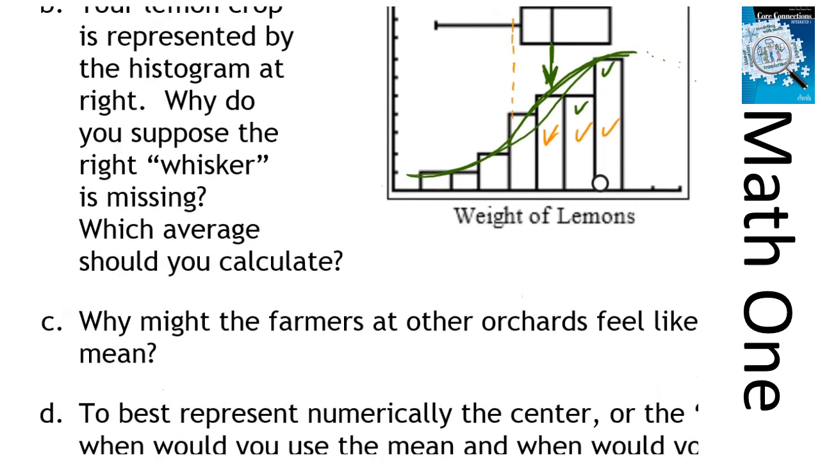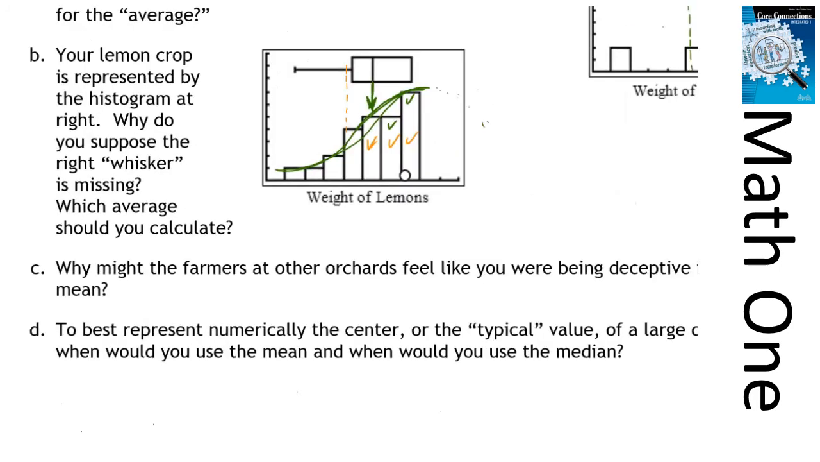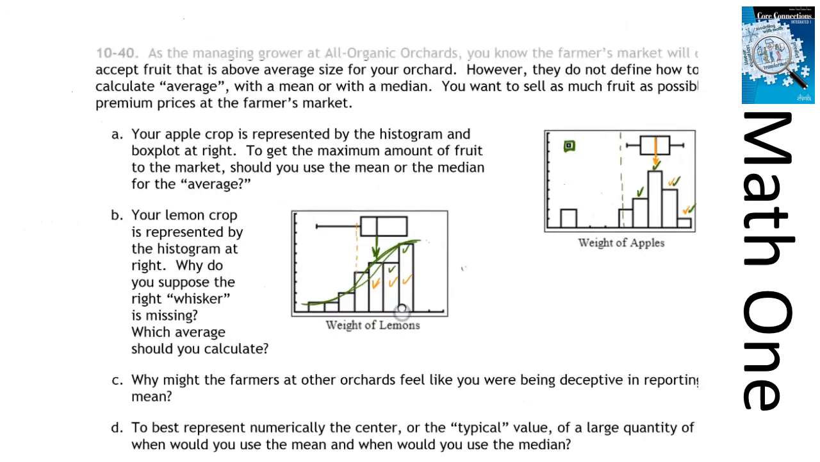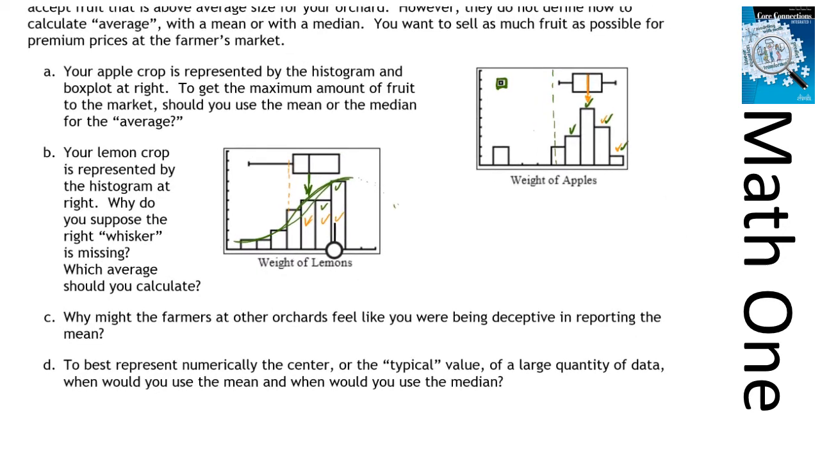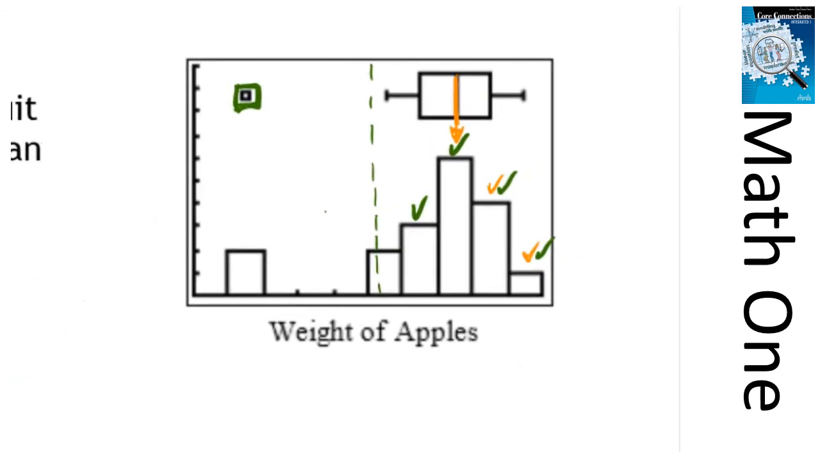Let's see. So for C, it says, why might the farmer at the orchards feel like you were being deceptive in reporting the mean? Well, like we were saying, if your data set has some outliers, some values that are either particularly low or much higher than the bulk of your data, and I can see that nicely in this box plot that these really are outliers, then you might use the median. The median's probably a better measure of where the middle of your data is.